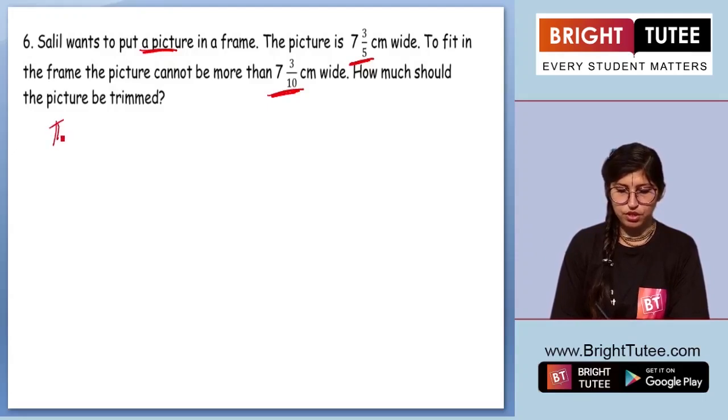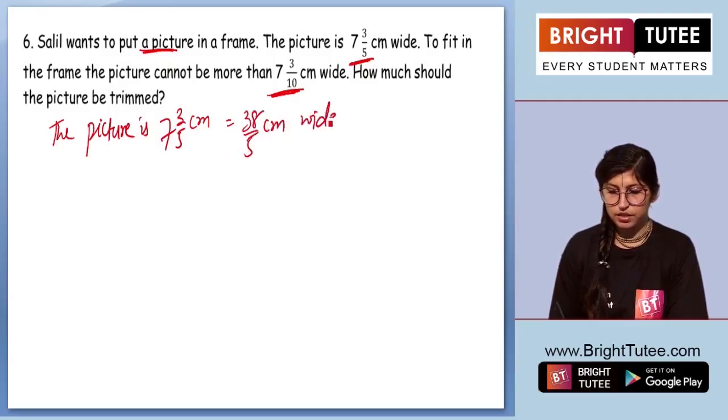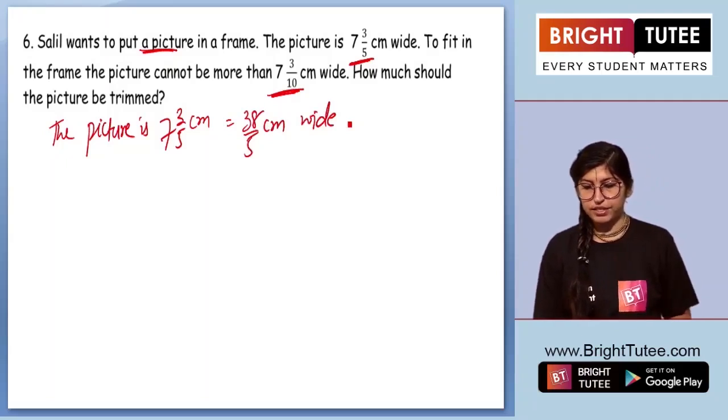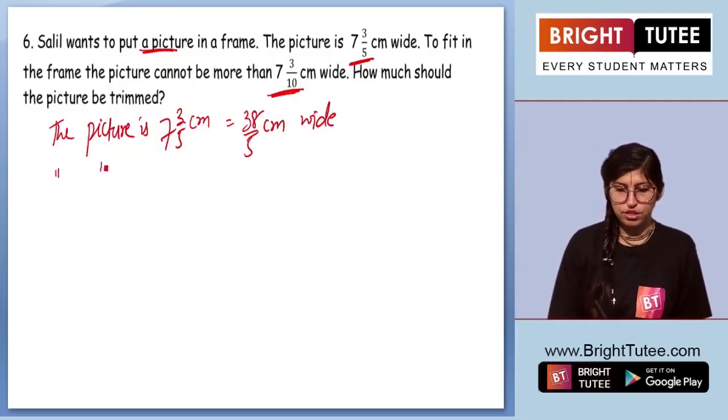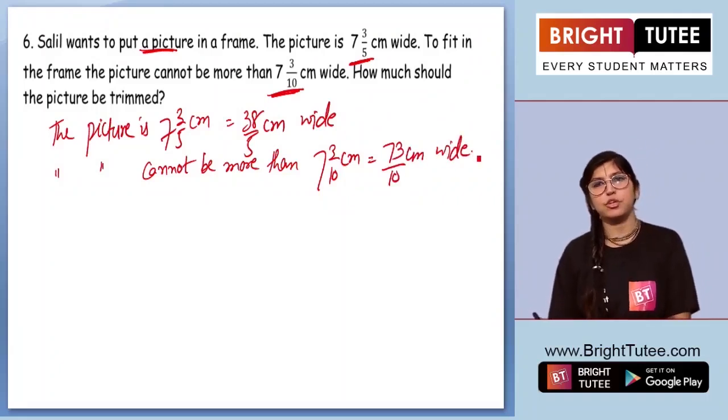So we know that the picture is 7.3 by 5 centimeter, which is 38 by 5 centimeter wide, and the picture cannot be more than 7.3 by 10 centimeter, which is 73 by 10 centimeter wide. Now how much should the picture be trimmed?